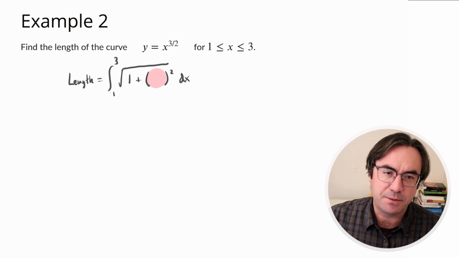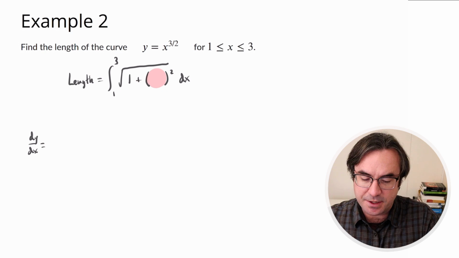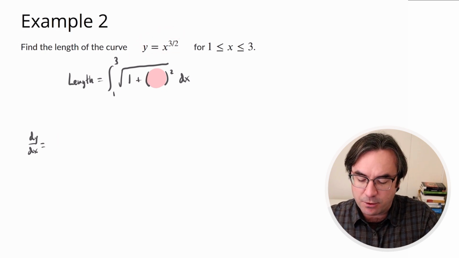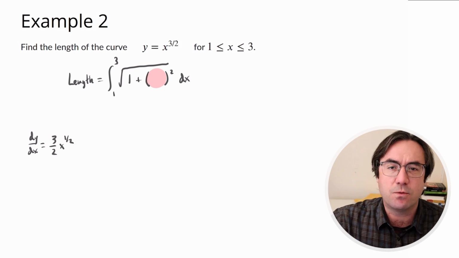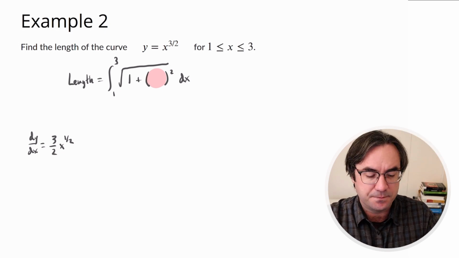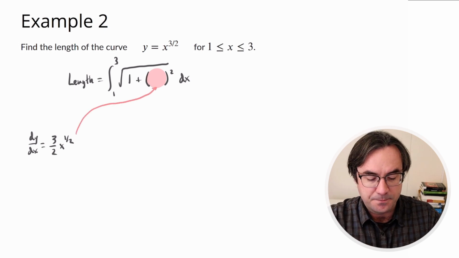And you can probably just do this in your head. I'll do it off to the side here. So dy dx is, if we're differentiating our function here, we do a little bit of power rule, bring the 3/2 down, put it in front, and then subtract 1 in the exponent. All right, so that's our derivative. So we're going to fill that in.